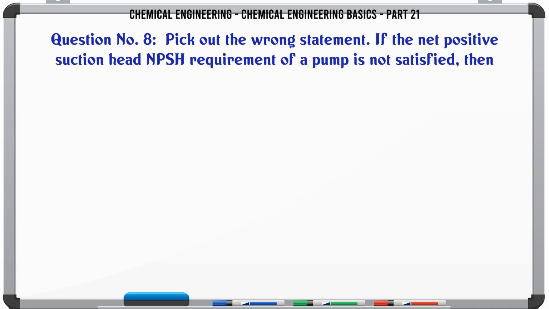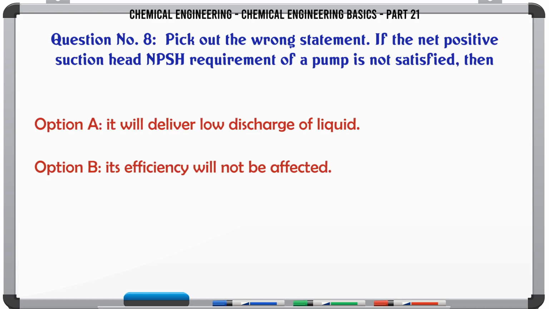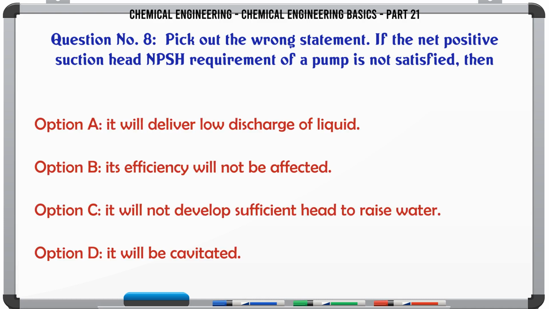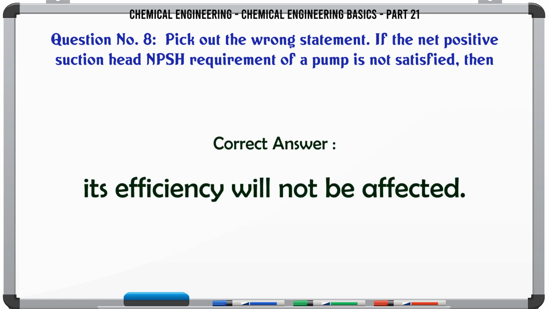Pick out the wrong statement. If the net positive suction head (NPSH) requirement of a pump is not satisfied, then: A. It will deliver low discharge of liquid, B. Its efficiency will not be affected, C. It will not develop sufficient head to raise water, D. It will be cavitated. The correct answer is: its efficiency will not be affected.